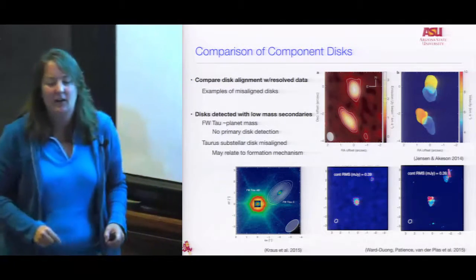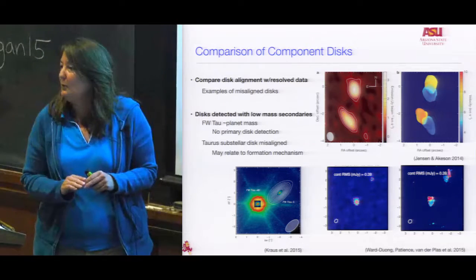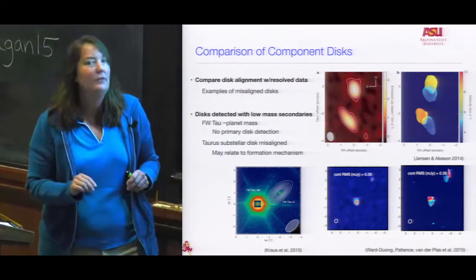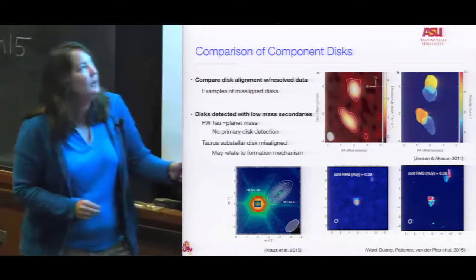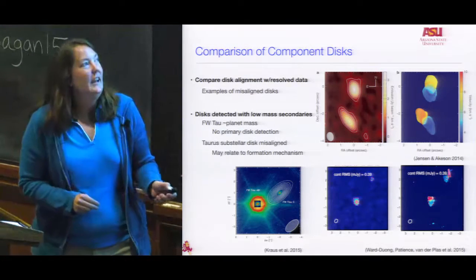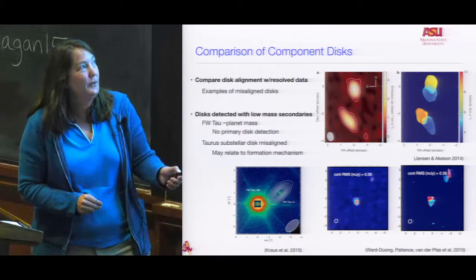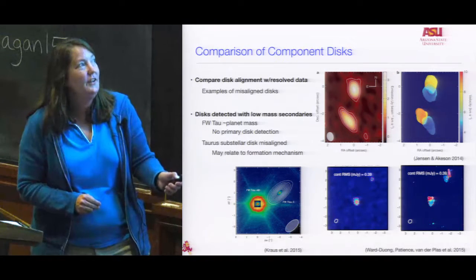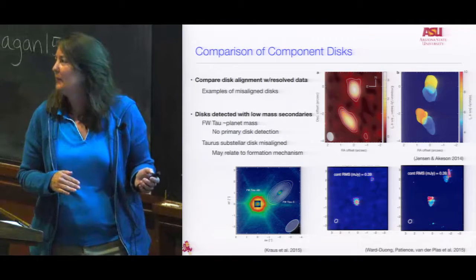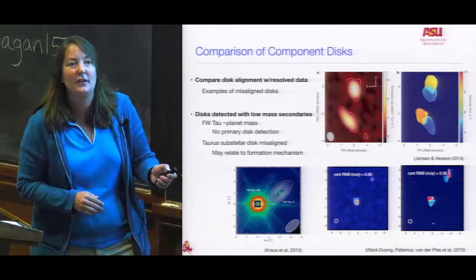Okay, and then just a final note on some of the comparison of these. With ALMA, it's possible to spatially resolve the disks around each component. And so what's shown up here is an example where two disks are detected, and this is a velocity map, and so the cutting across the velocities is tracing the axis of the disk. And so you see that the two disks are misaligned.